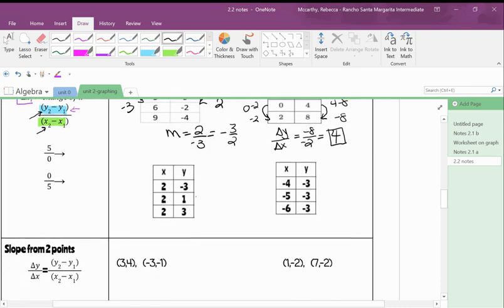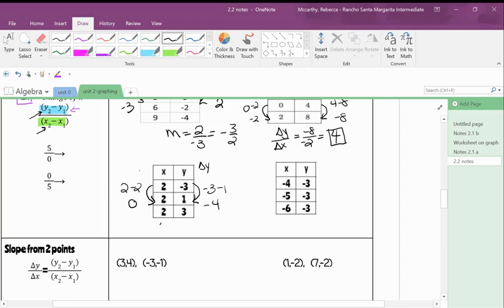Let's look at this one. So I'm going to take the first two. I'm going to write my arrows, so I know which ones I'm subtracting in order. So here's my change of y. Negative 3 minus 1 gives me a negative 4. And here I'm going to do 2 minus 2, which is 0.